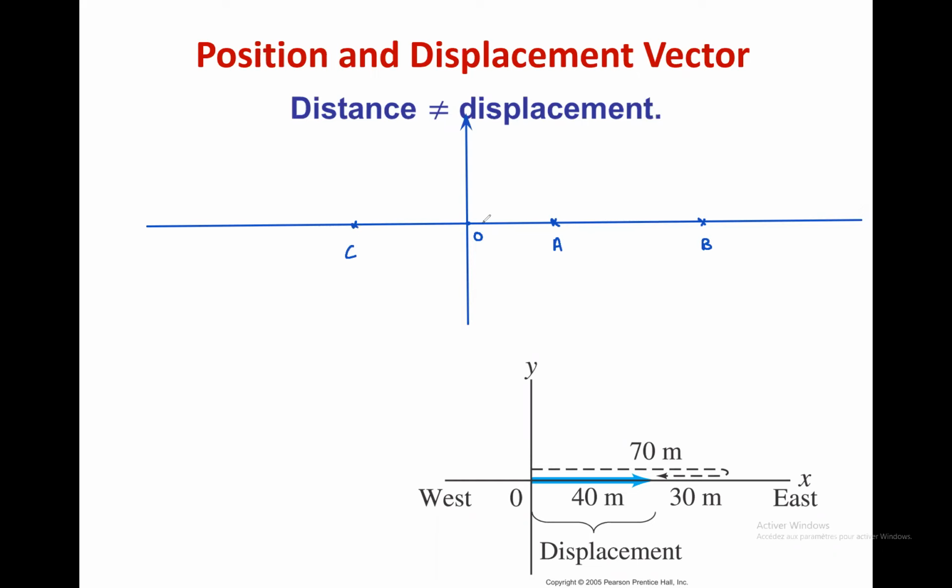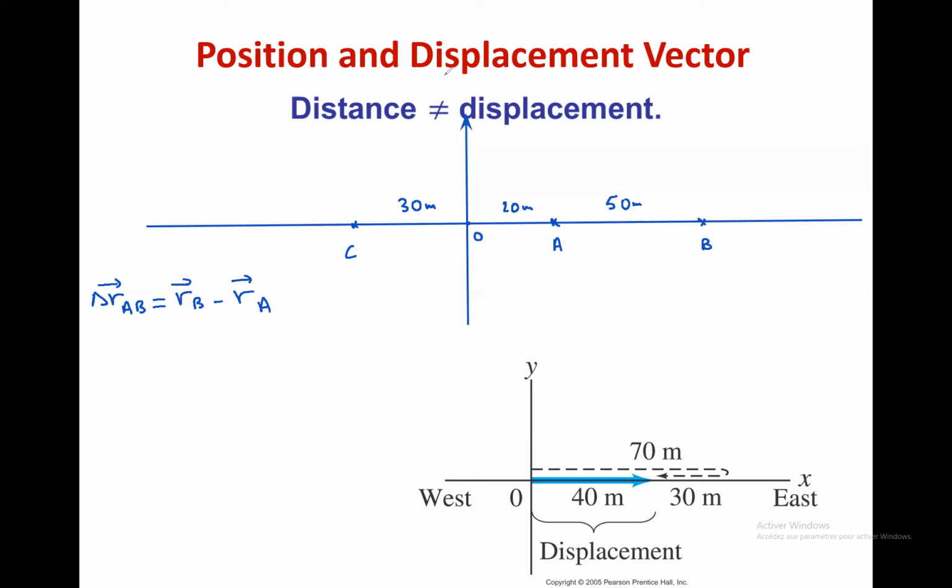I give you the distance between O and A equal 20, between A and B, for example, equal 50, and between O and C equal 30 meter. First of all, I ask you to find the displacement between A and B. Between A and B, as you know, equal the final position vector B minus the initial position vector A.